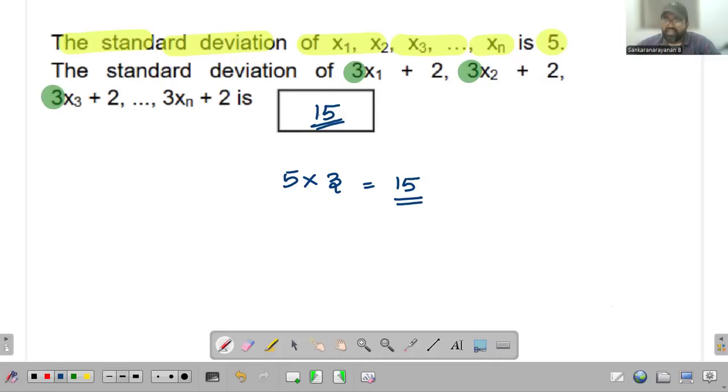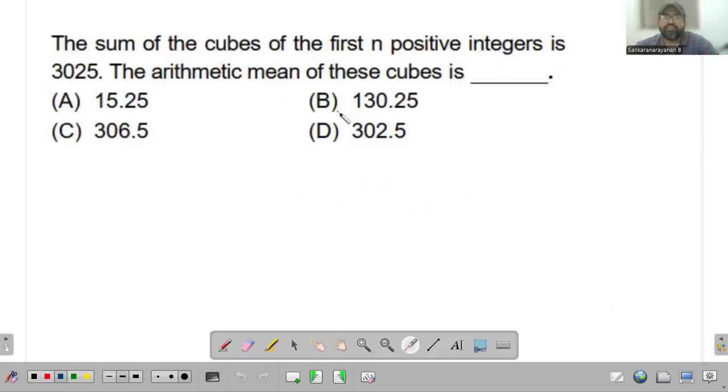That individual addition or subtraction that you do for each and every term is not going to affect the standard deviation. But when you have a multiplication factor, the same will be reflected on the standard deviation. So please make a note of that. 15 is going to be my answer. Okay, let's consider the next one.